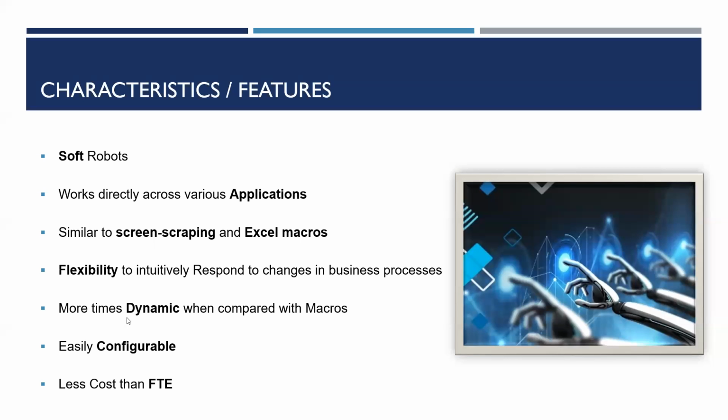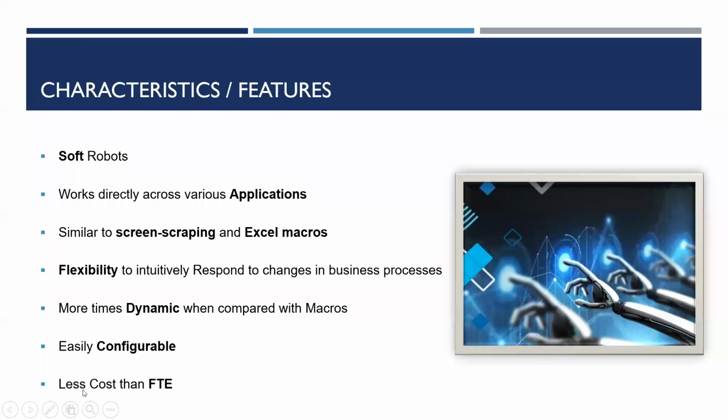The next one: it is more dynamic when compared with macros, which we have discussed, because it is able to interact with n number of other applications. And the next thing is it is easily configurable. We already spoke about this, because the platforms on which we create robots are low code or no code. Remember these two terms, low code or no code. Low code means we just need to write very minimal code. In case of no code, absolutely none. If you are a CA or an MBA and don't have any touch with computers, you can still configure robots because it doesn't require any programming language. That is something advanced, so robots are easily configured.